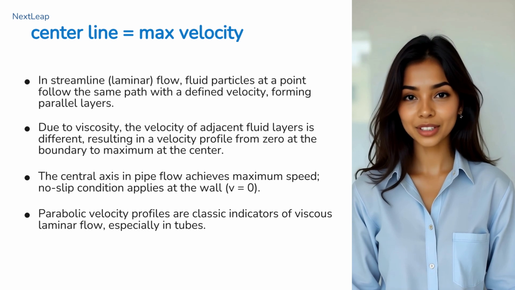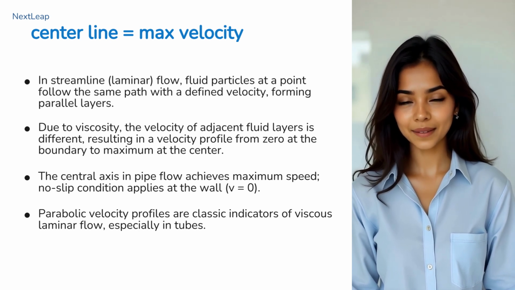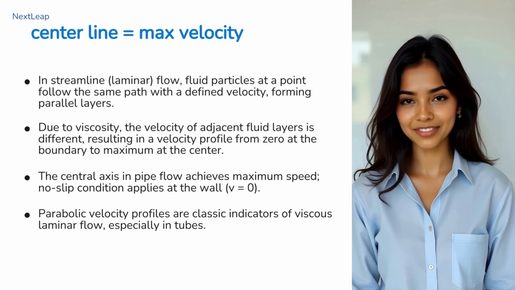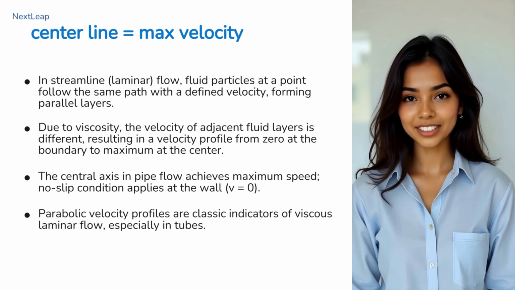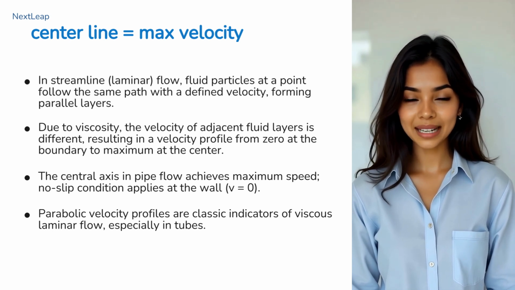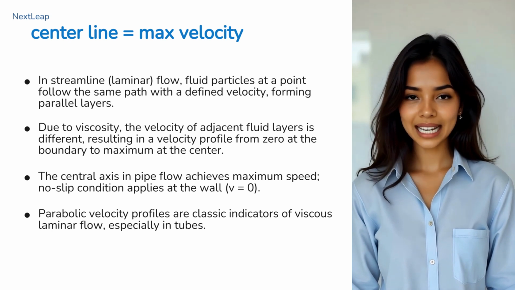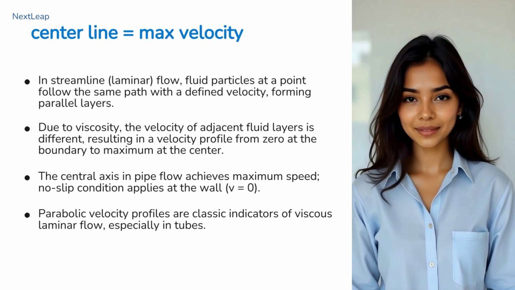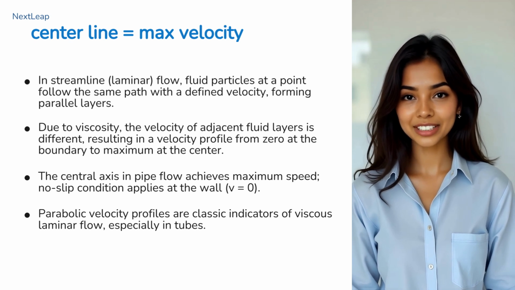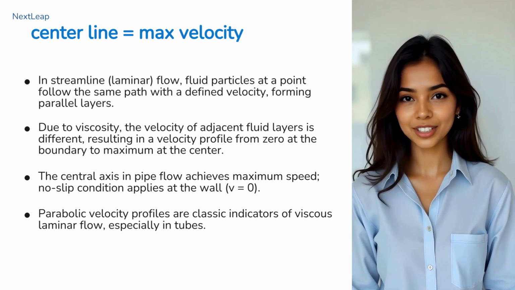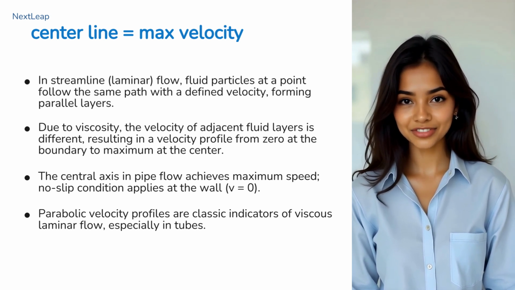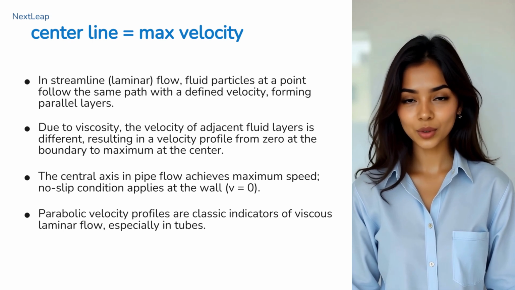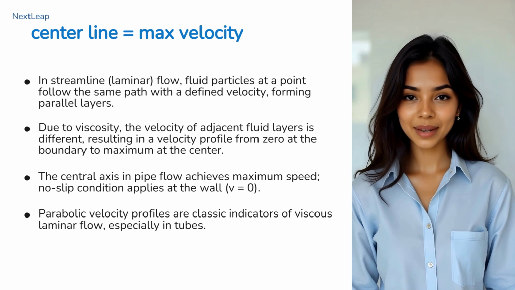Now let's talk about how fluid particles move in what's called streamline, or laminar flow. Think of it like orderly traffic lanes in fluid form. In this smooth flow, tiny fluid particles at each point follow the same paths with a steady velocity, forming layers as parallel as slices of a loaf of bread. Because of viscosity, the speed of these adjacent layers differs, creating a velocity profile that changes from 0 at the boundary to a maximum right in the center of the flow. That 0 velocity at the wall is known as the no-slip condition. Basically, the fluid clings to the wall and refuses to move.